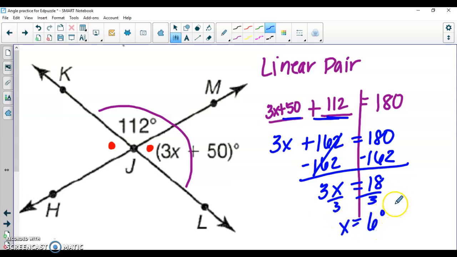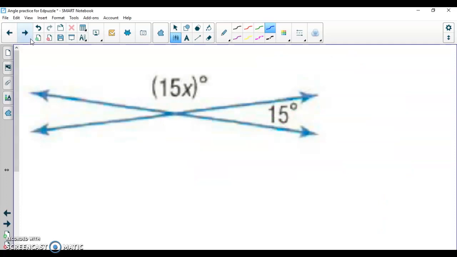Remember when you're showing work to put your degree symbol on there, but when you actually see it on a test or a quiz, you would just type in the number 6, or you can just answer with the number 6, that is fine. In this one, take a look at the relationship that's here, identify it, and then solve for x.